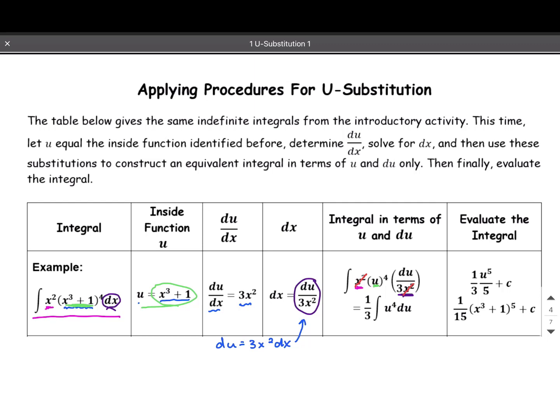That's an easy antiderivative to take. We keep the 1/3. We raise the exponent by 1 to 5, so it's u to the 5th, but divide by that new exponent 5, and don't forget to add your plus c. 1/3 times 1/5 is 1/15th, and now go back and replace u with x cubed plus 1, raised to the 5th, plus c, and there is our answer to this original integral, which looked really hard to do, but it wasn't that bad when we break it up.